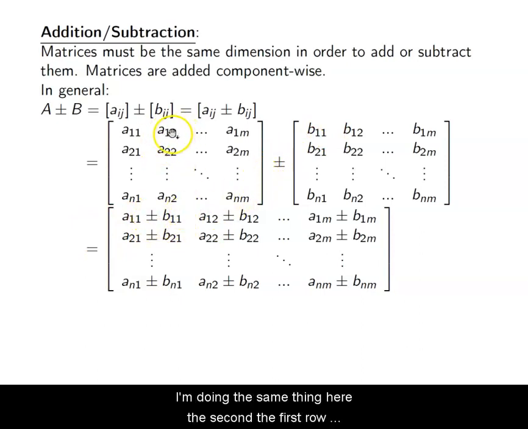Same thing here. The first row, second entry, first row, second entry. I add those two numbers up to give me the new first row, second entry. So again, we're just adding them component-wise, just like we did with vectors.